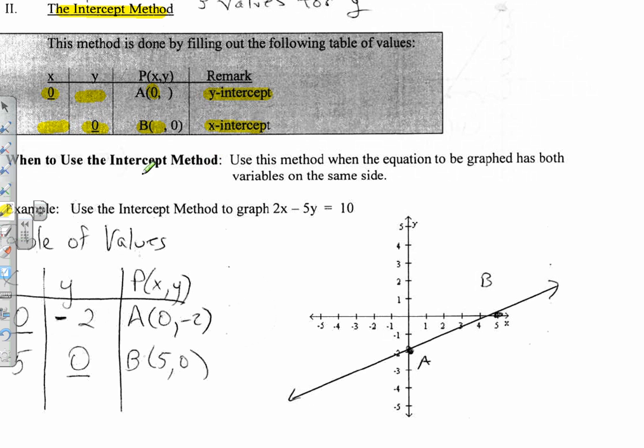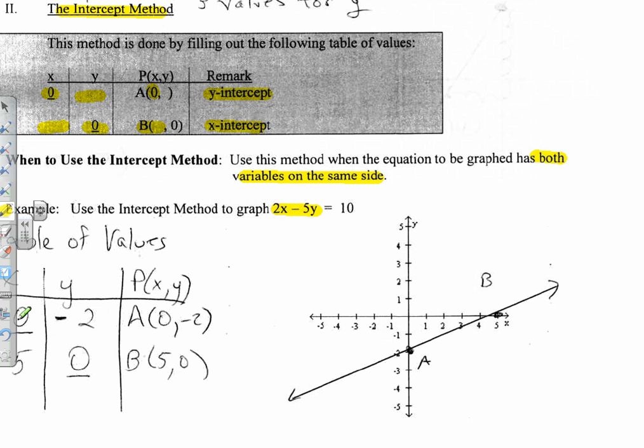So when do you want to use the intercept method? Like it says here, use the intercept method when the equation to be graphed has both variables on the same side of the equation. Look at the example: the x and the y are over here on the left-hand side. It's a very fast method to use. Look at our table of values.